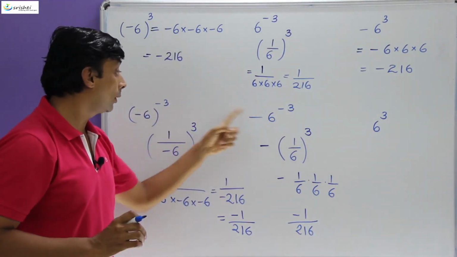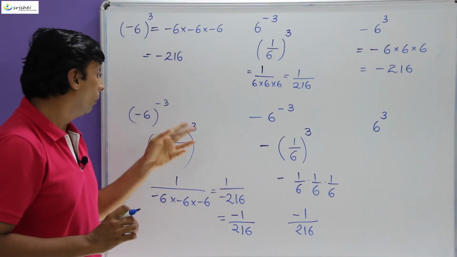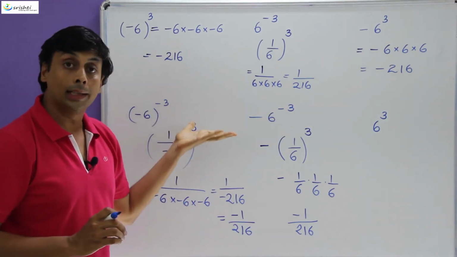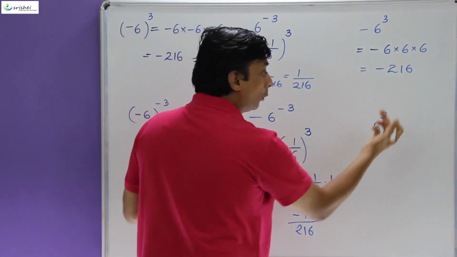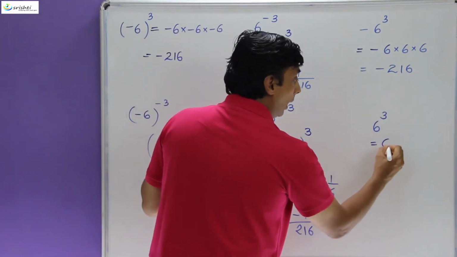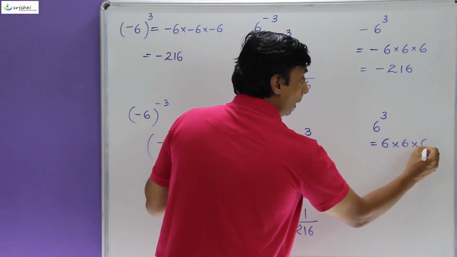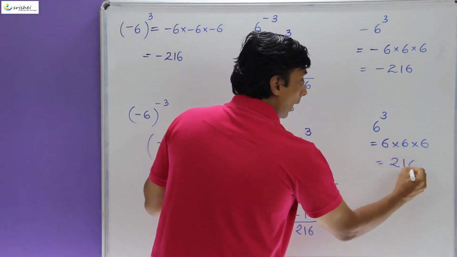Again, the answers in these two cases are exactly the same because the power is odd. If you try this with even powers, you will get different answers. And what would be 6 cube? 6 cube would simply be 6 multiplied with 6 multiplied with 6, which is 216.